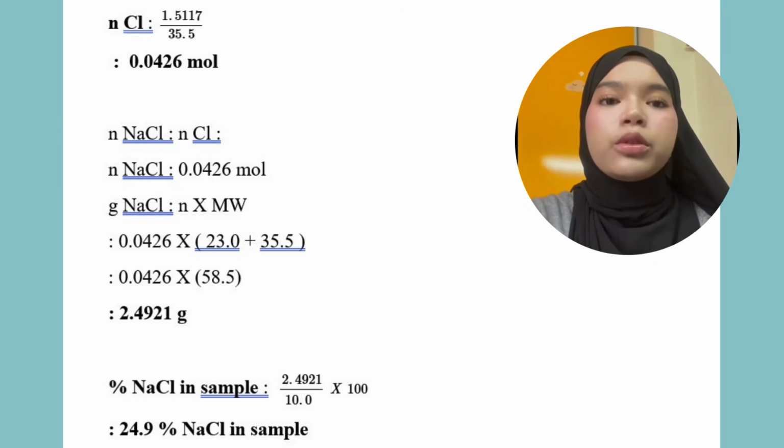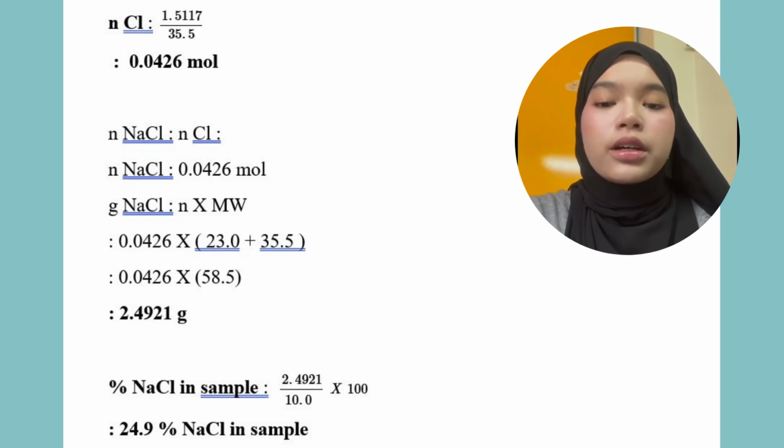Once we obtain the mole of NaCl, we must calculate the mass of it. So now we will use the formula of mole of NaCl times molecular weight of NaCl. As a result, we got 2.4921 grams.